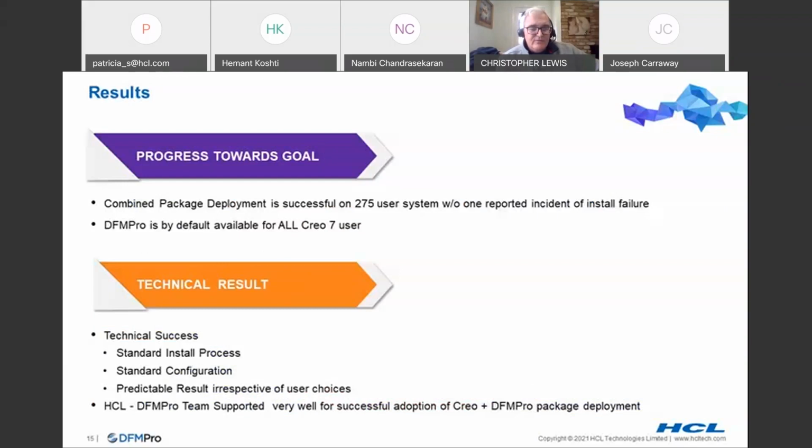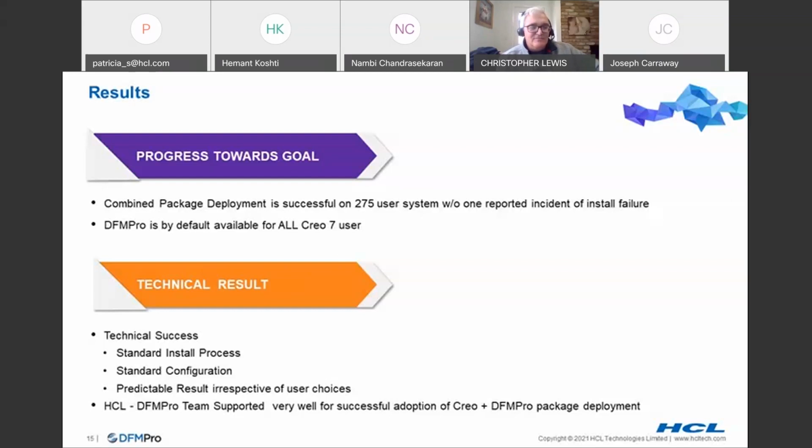From a technical perspective, we're very happy. Obviously this is only the first part of our goal to try and get that 20% adoption needle moved up. This deck was locked in a few weeks back, but we're now up at 400 users installed with Creo 7. We have had one failure, I'll admit. The user decided to delete the DFMPro piece of the installer before they ran the Creo one. So that gives you an impression of just how creative our users can get.